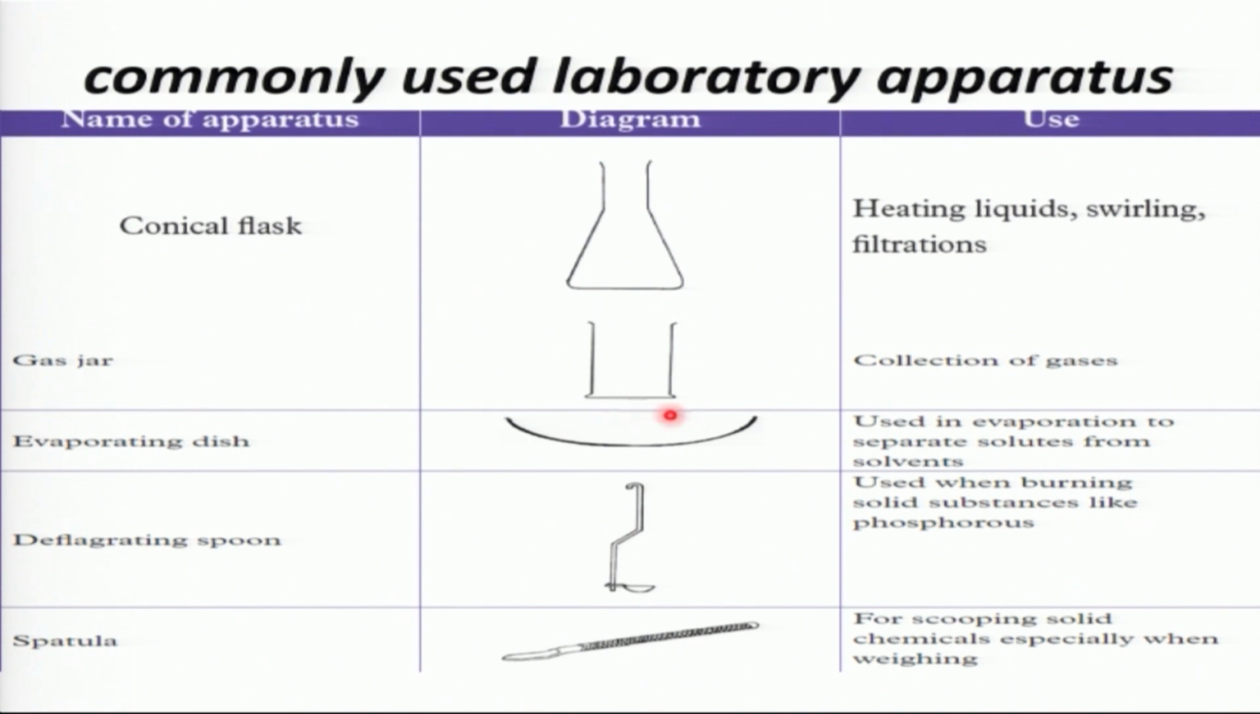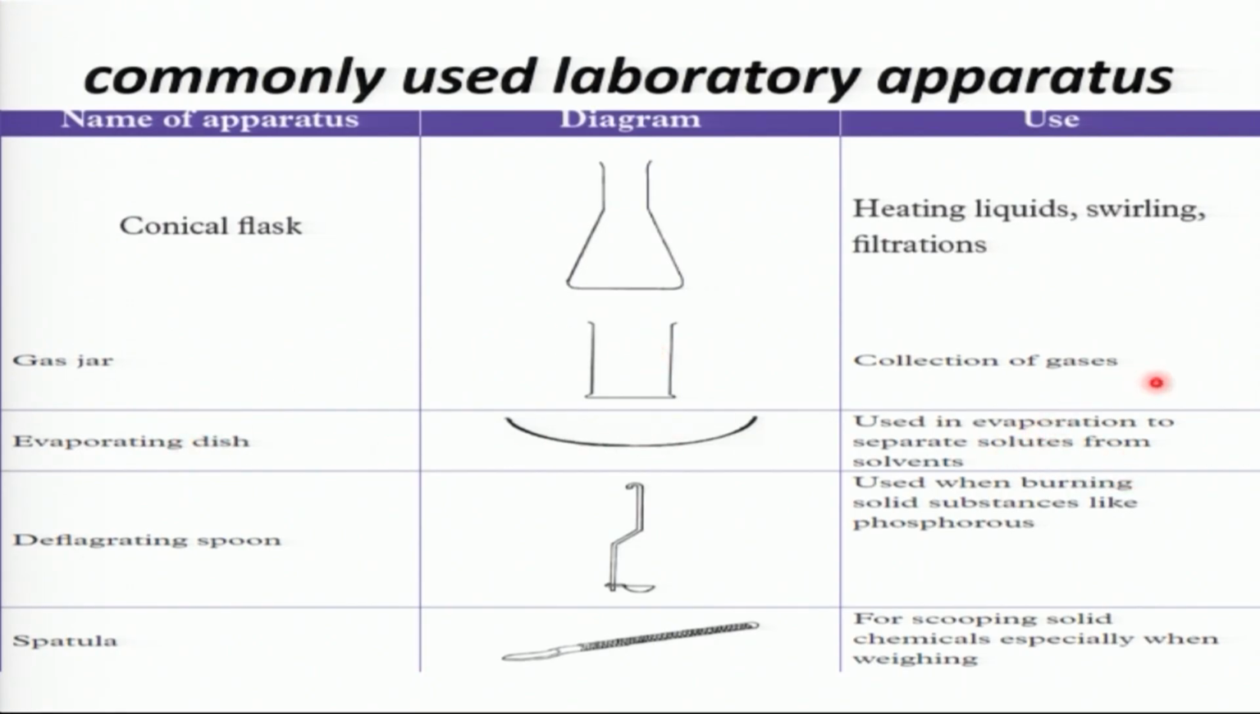All right? So this is a gas jar. It helps in the collection of gases. There are some experiments, when you are doing some practicals, where there is a liberation of gases, all right? And we need to collect the gas. So we use the gas jar. So a gas jar is used in the collection of gases, as the name indicates, gas jar. So, evaporating dish.